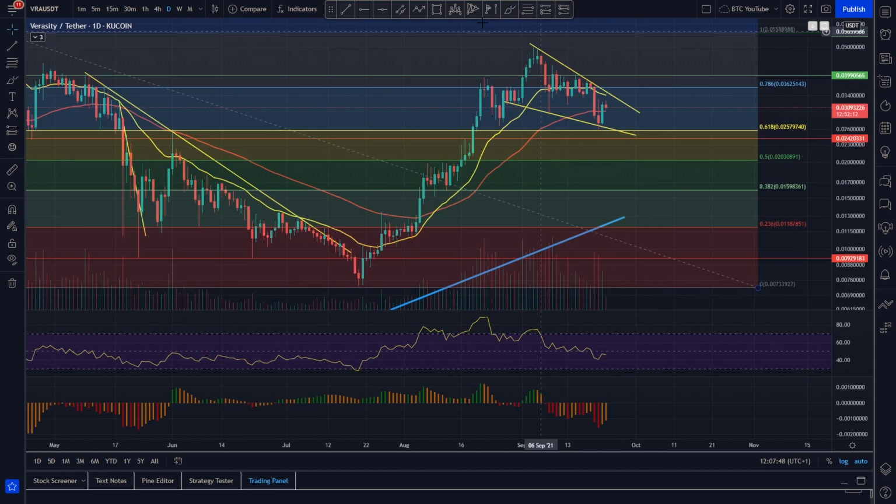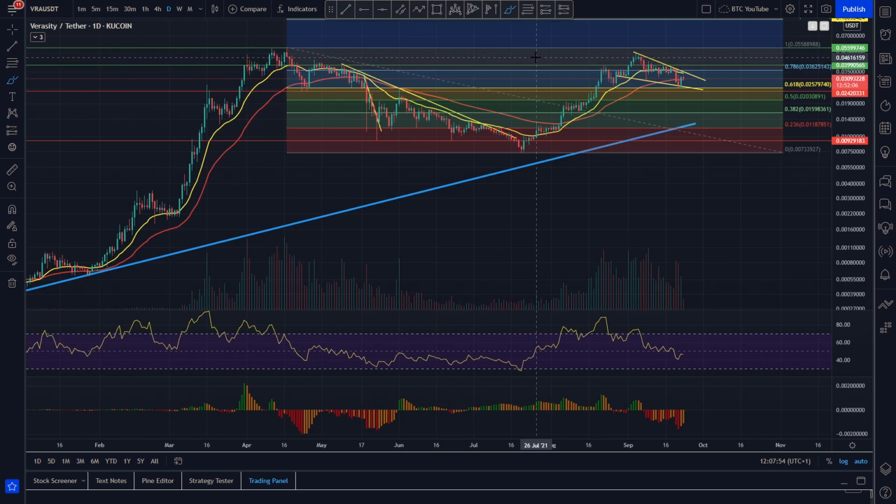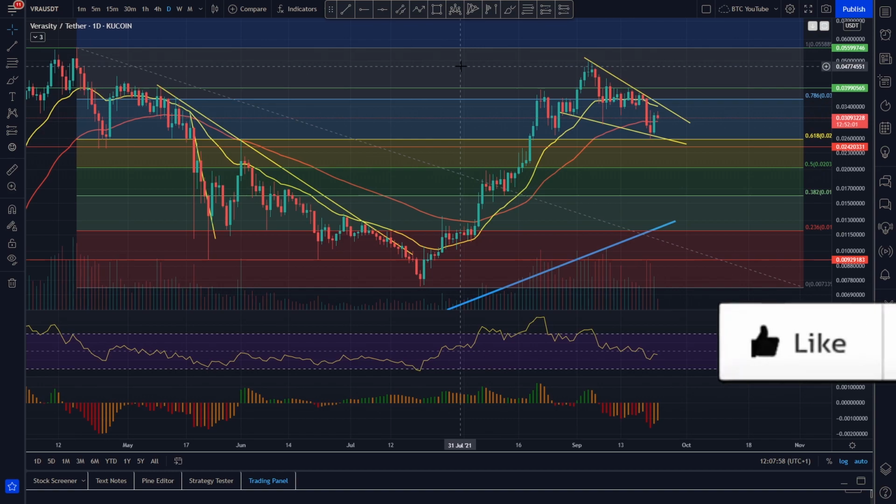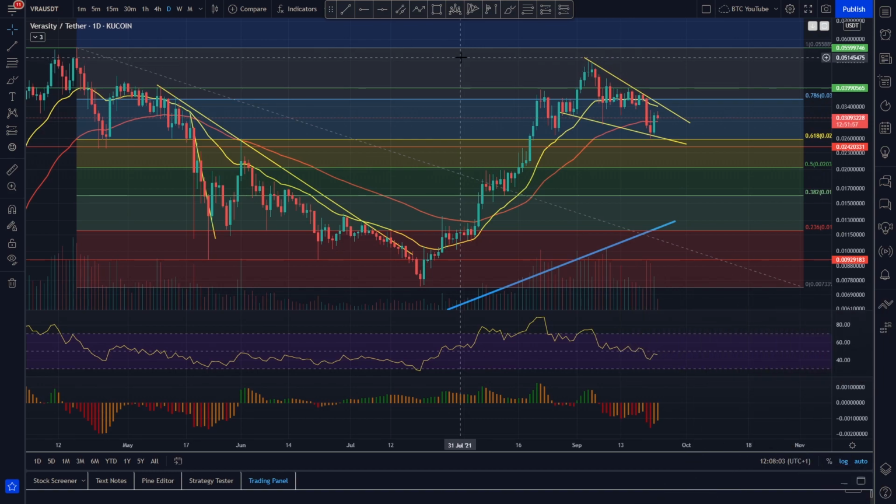So if you hold the 618 here and we do start to do something like this, where we curve back to the upside, getting back towards that 5 cent level and the 5.5 cent all-time high level, we're going to be looking very, very bullish basically, aren't we? In our opinion, Verasity is still looking totally fine. A very, very good project. It's solving a very key issue, and it's a very unique project as well.